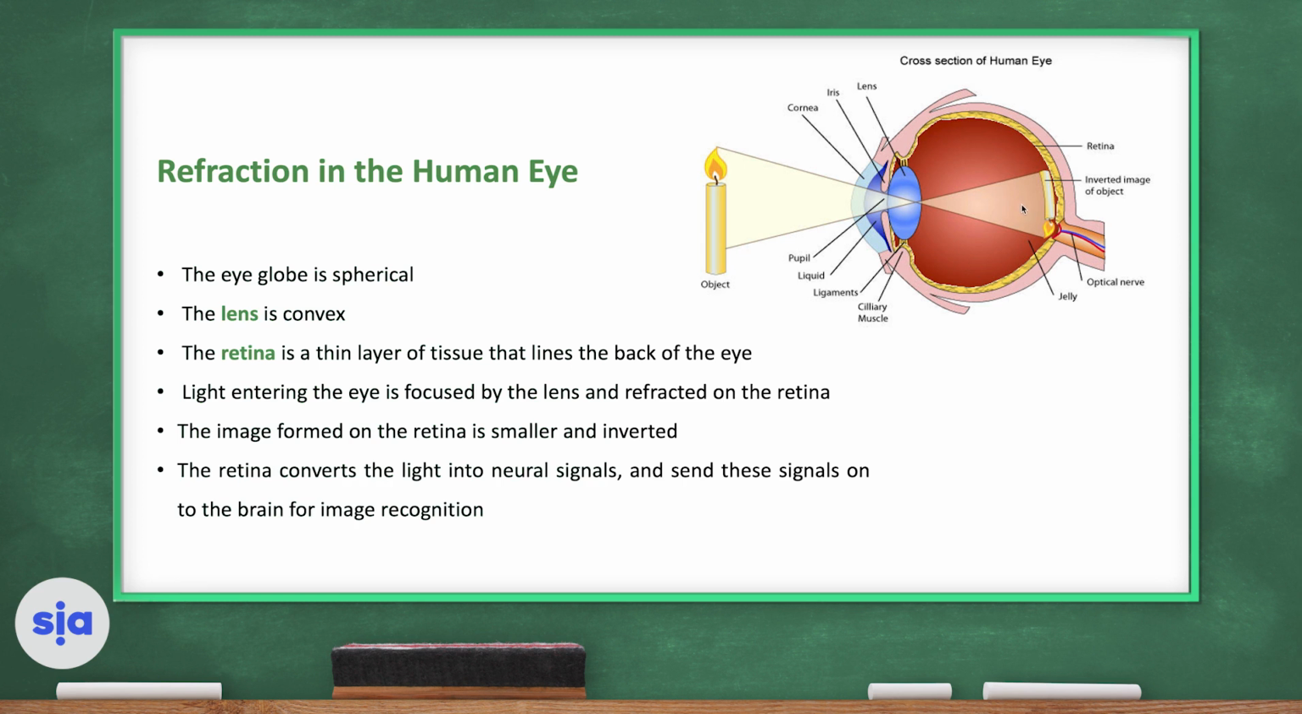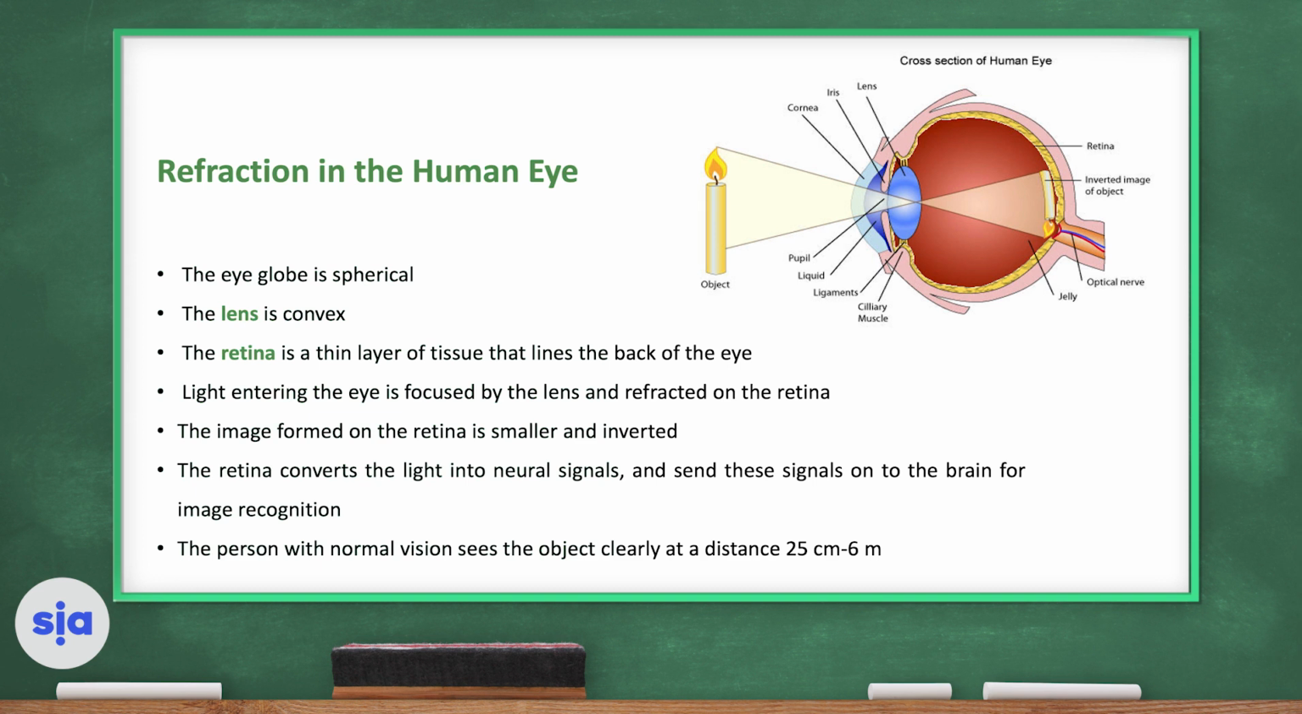The retina will convert the light into signals and send them through the optical nerve to the brain for image recognition. So the eye is taking the light rays and forming an image. But which organ is understanding or recognizing this image? The brain. So at the end, the retina will send nerve signals through the optical nerve to the brain to recognize and translate this image.